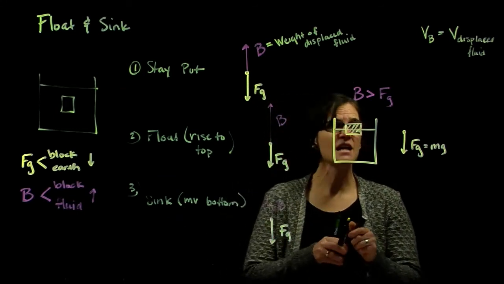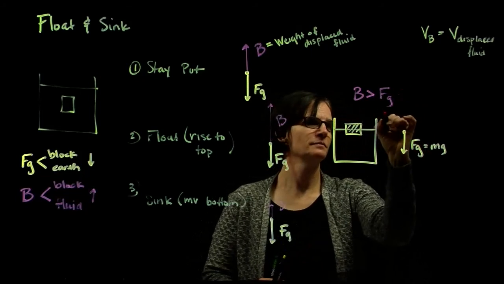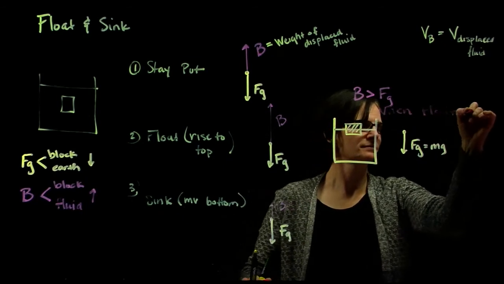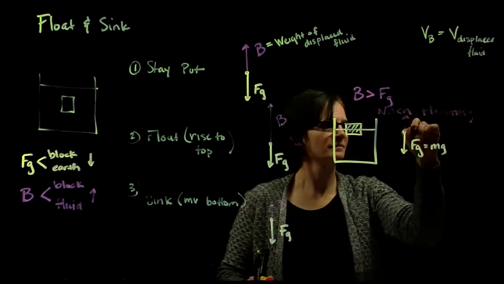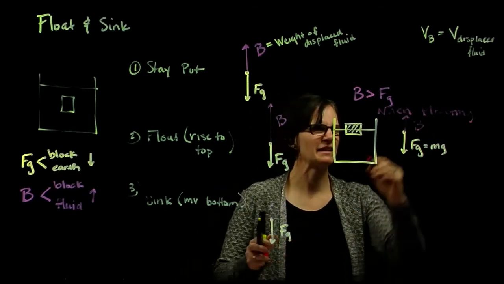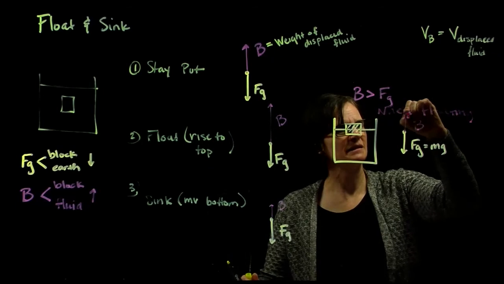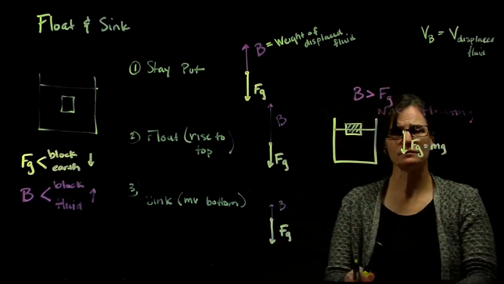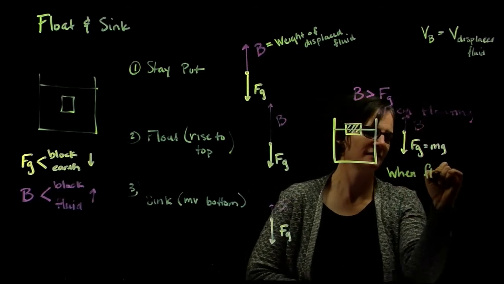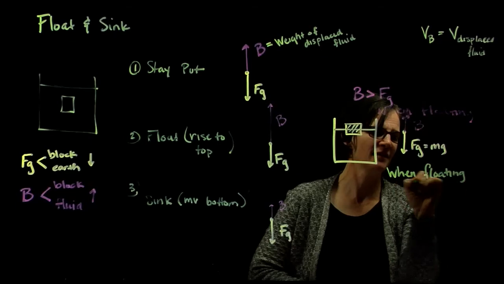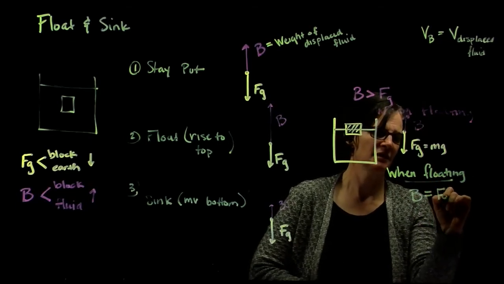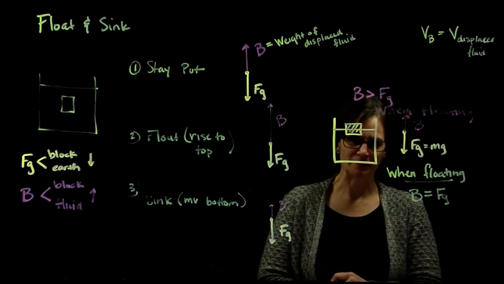So, when floating, the buoyant force is equal to the force of gravity. It's not a very good equal arrow, is it? There. It's a very squeaky marker. So let me reiterate that. When floating, the buoyant force has to be equal to the force of gravity when floating.